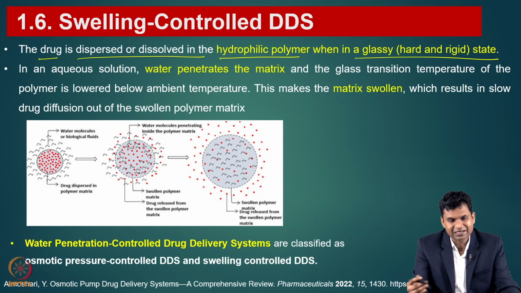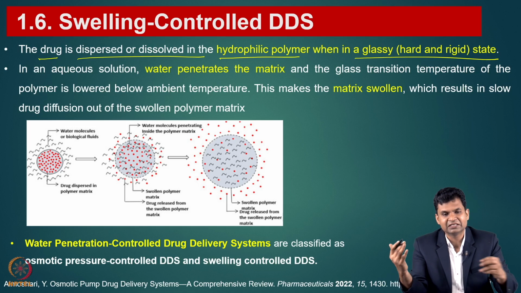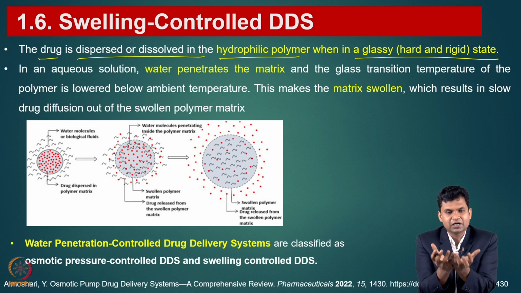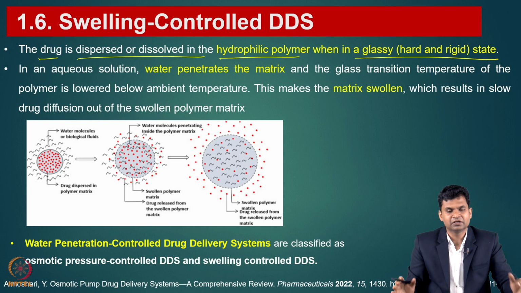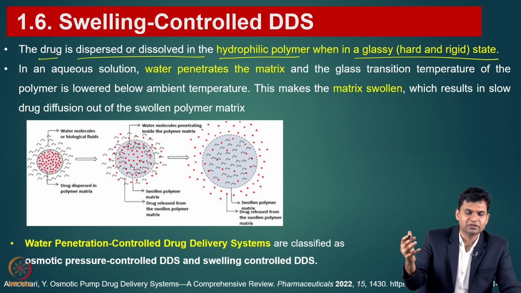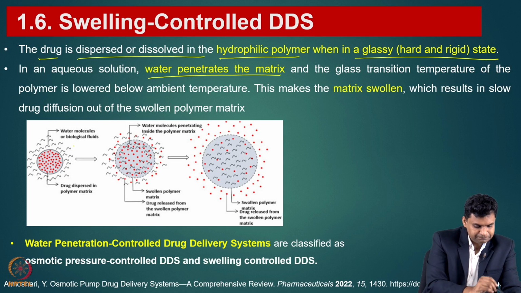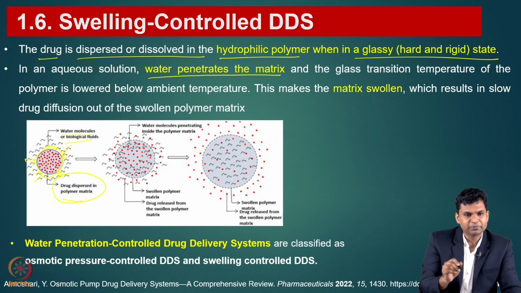When you administer it, or when you do any physiological studies or in vitro release studies, we take our carrier system or dosage form and put it in the biological medium or in the in vitro dissolution medium. In such conditions, water will penetrate into the matrix. Here you can see the polymeric system and the water molecules which enter into this system. This is the drug dispersed in the polymeric matrix.